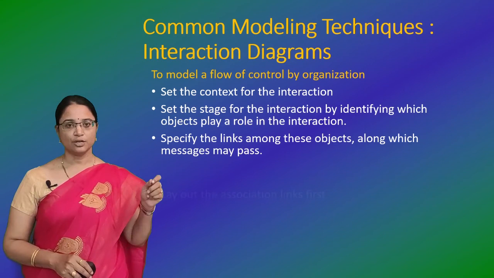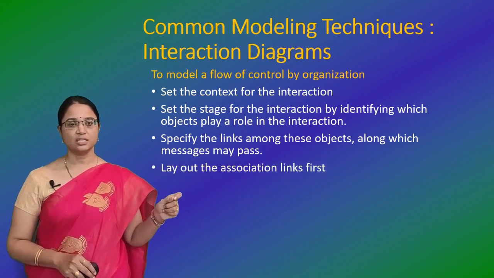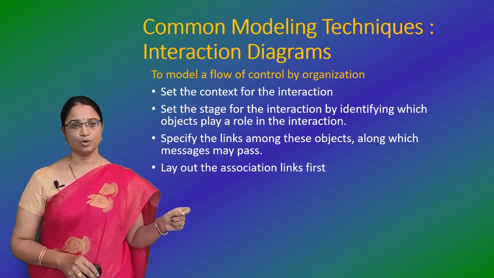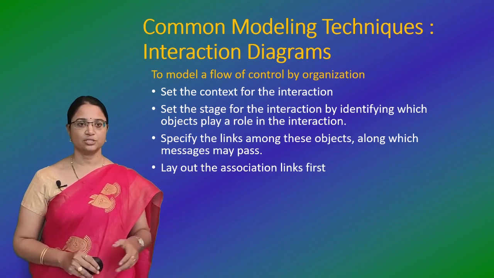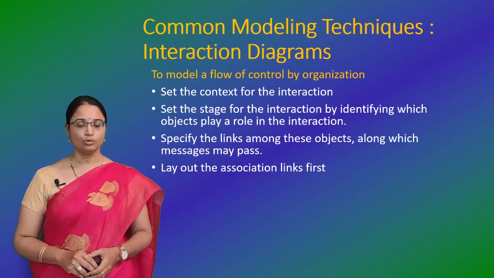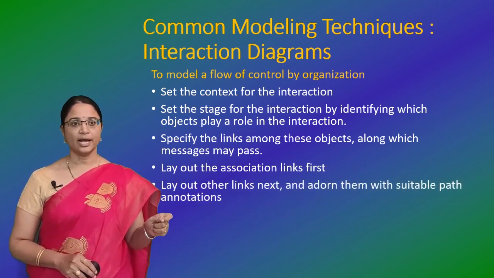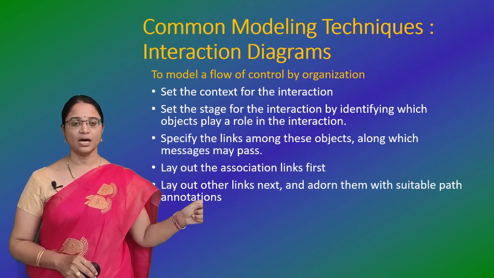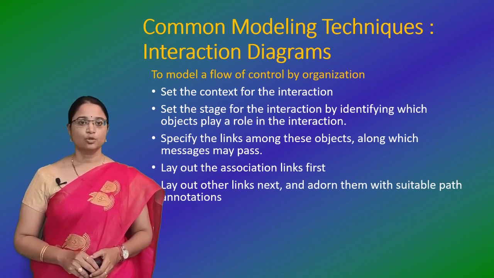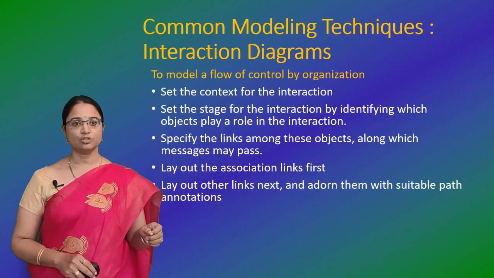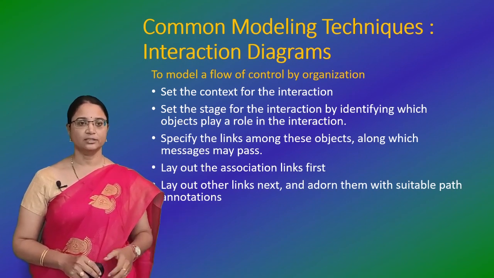Lay out the association links first. These are the most important ones because they represent structural connections. Lay out other links next and add to them suitable path annotations to explicitly specify how these objects are related to one another.